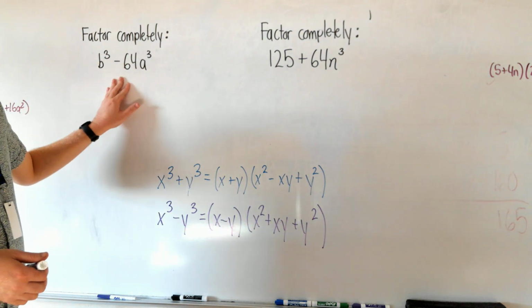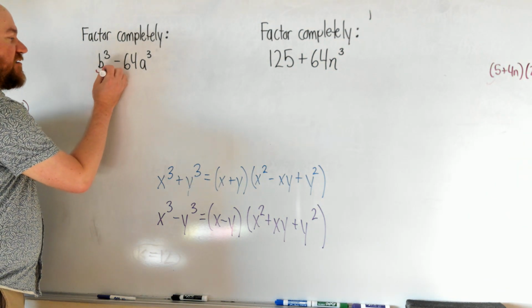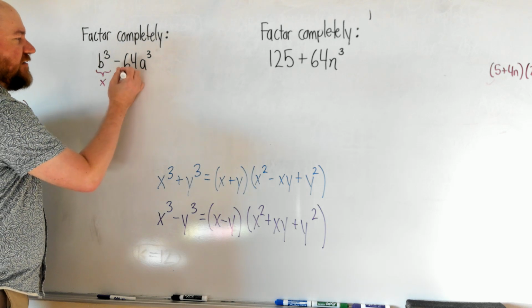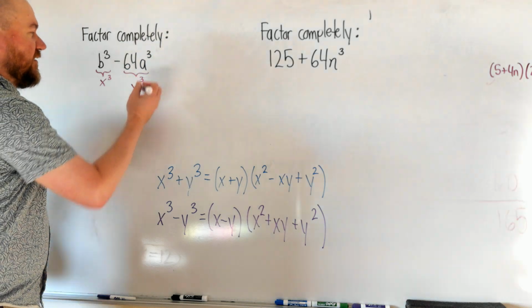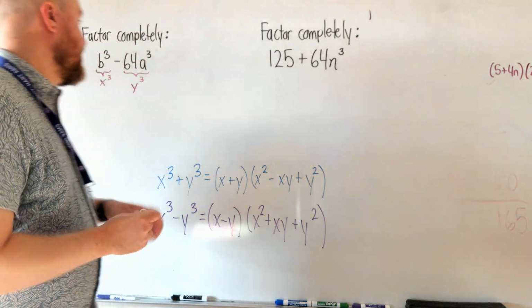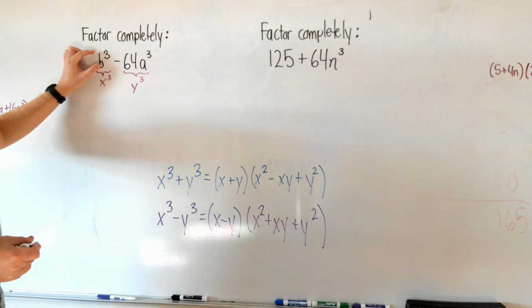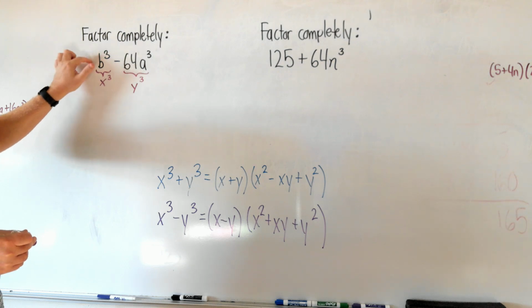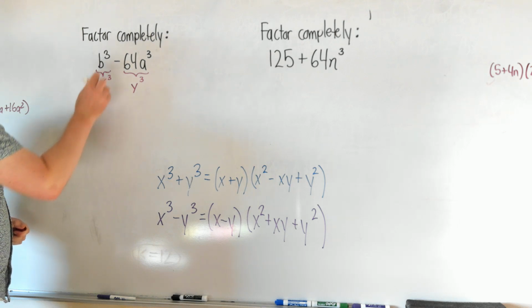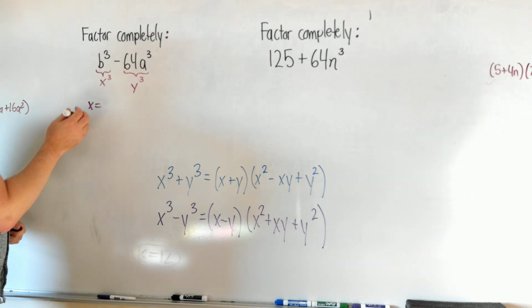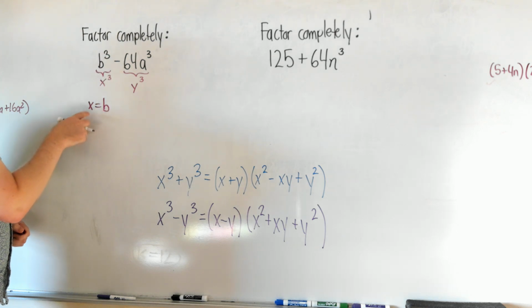So this first example here is a difference of cubes. What we're going to do is assign the first part as x to the third, and the second part as y to the third. We do that because we know this is a perfect cube, and this is a perfect cube. Perfect cube means that there was something that was cubed to make this, right? So if this is x to the third, what did I cube to make that? Well, if b to the third is x to the third, then regular b is regular x.